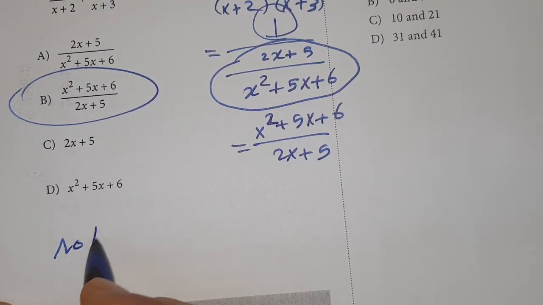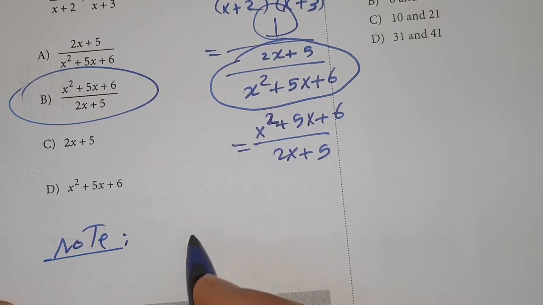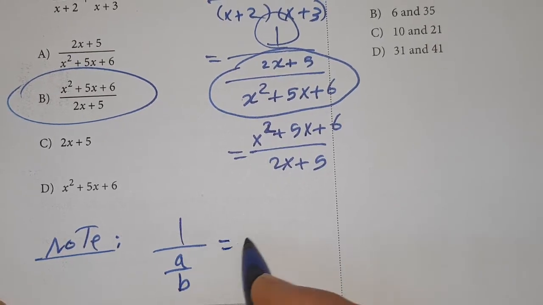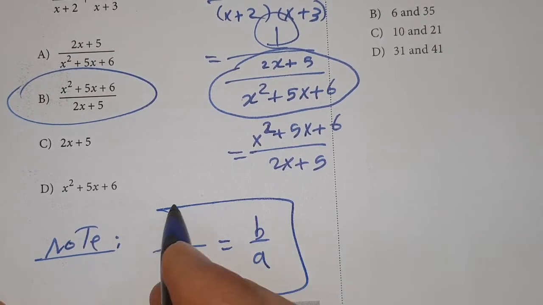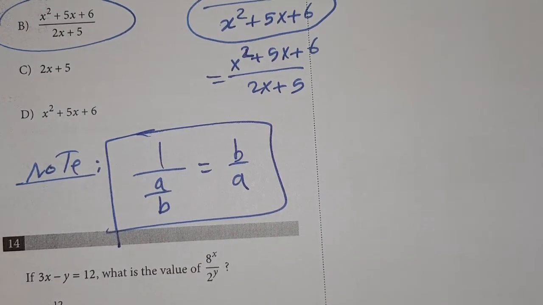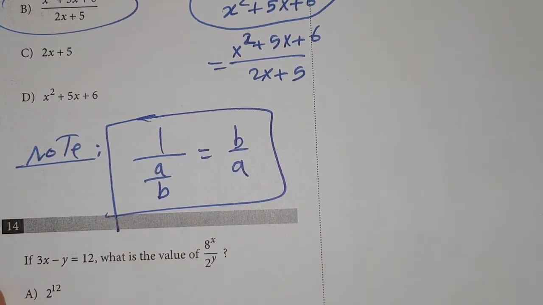Again, the note here, you can write it: 1 over any fraction A over B is B over A. Okay? 1 over any fraction is the reciprocal of the fraction.